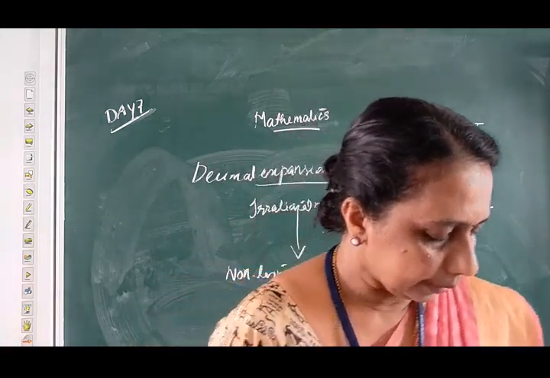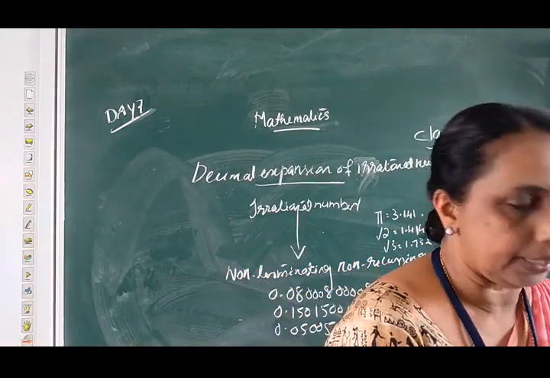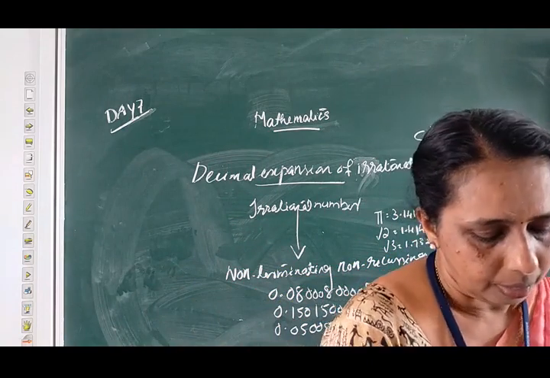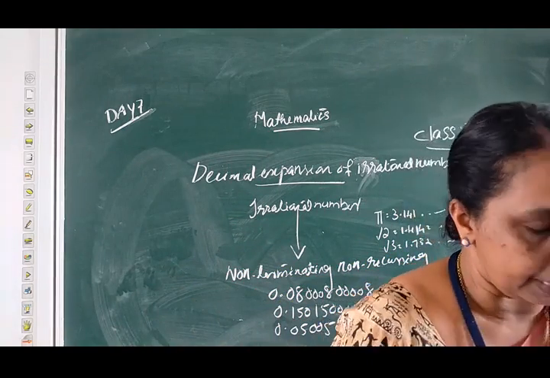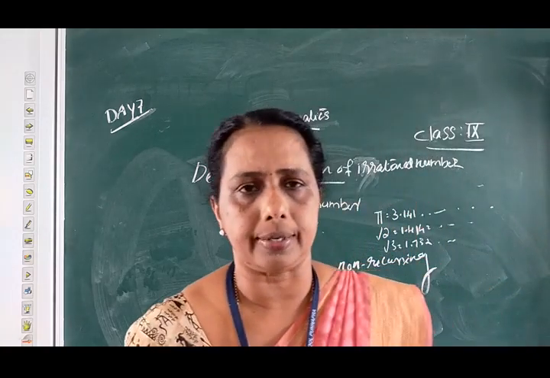Okay. Next class we will start the next exercise. So we conclude that the decimal expansion of an irrational number is non-terminating, non-recurring.